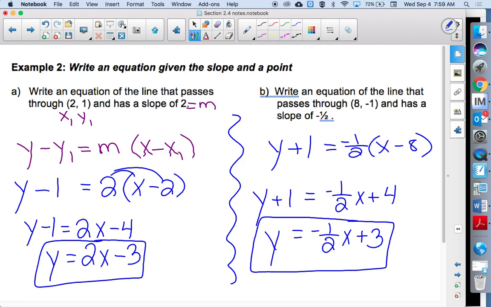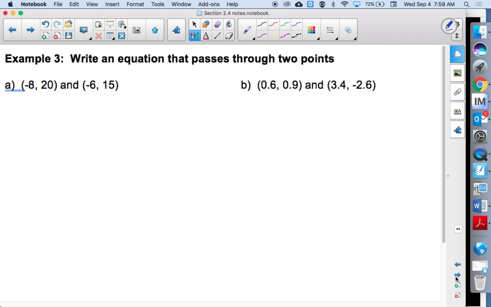Questions? So point slope form. I'm going to try and get you to use that form instead of always reverting back to y equals mx plus b. At the top of the next page, there is the third option when you're given 2 sets of points and you're still asked to write an equation of a line that passes through these 2 points. So we have a point at -8 and 20, and then we have a point at -6 and 15.